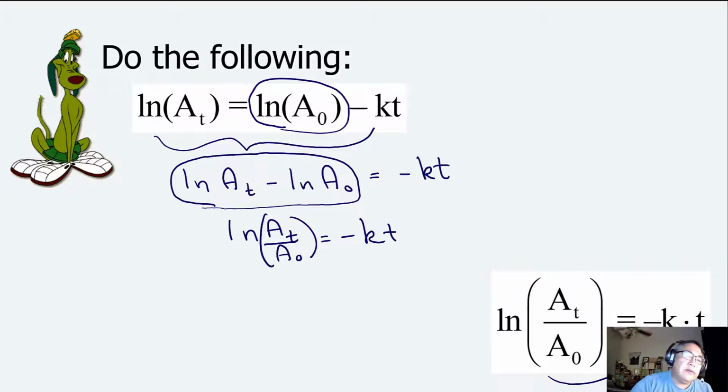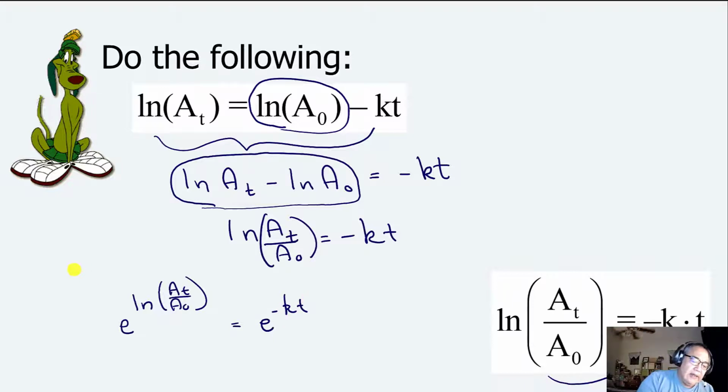Now, there's another useful equation. This again involves using the log properties. Another useful equation is to take the anti-log of both sides. Now remember, every log has its anti-function. In this case, this is a natural log, so the anti-function is e. So we're going to raise e to the power of this, e to the ln At over A0. That's going to be equal to e to the minus kt.